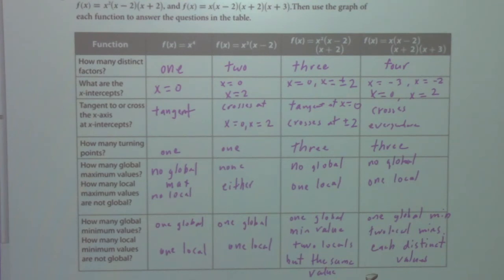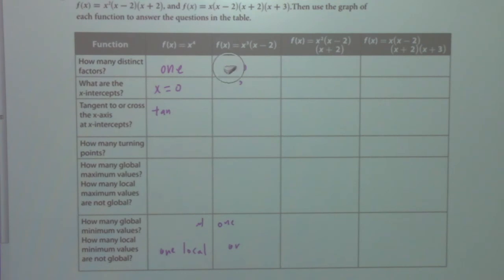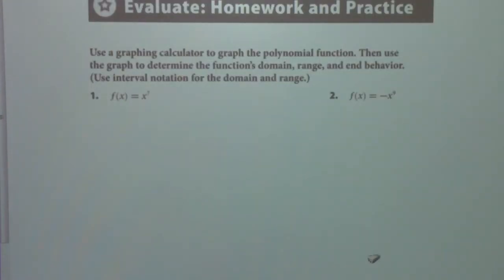All right, back to this one. Erase all this. Okay, so now here we are at problem 1. Use a graphing calculator to graph the polynomial function. Use its graph to determine the function's domain, range, and end behavior. So I want you to go ahead and do number 1. This is f of x equals x to the 7th power. Then I'm going to call on somebody to give me the answers for number 1, okay?